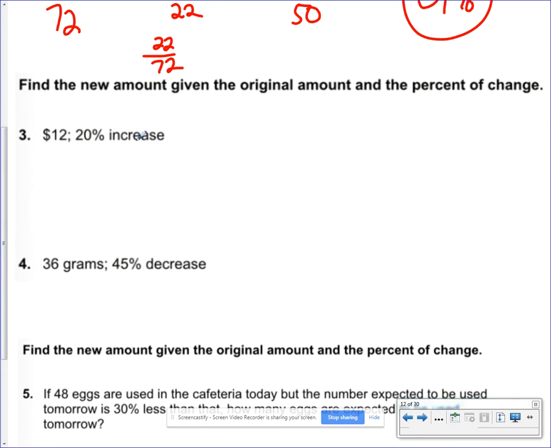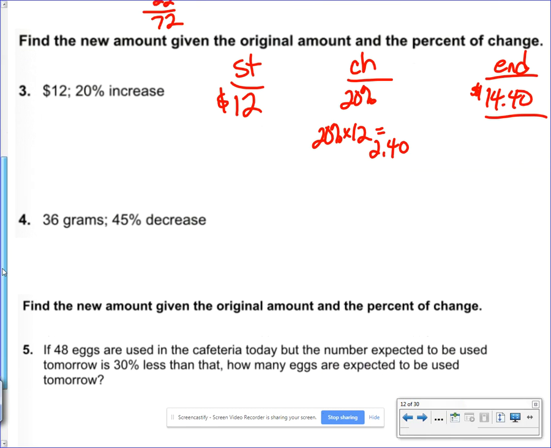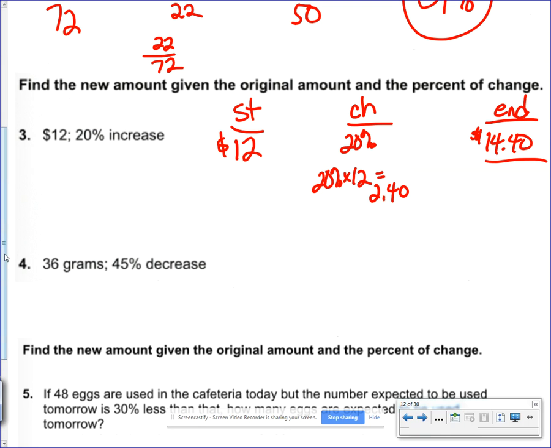I'm starting at 12. Oh, these are the different ones now. I'm starting at $12. What I'm changing is 20%. And it's an increase. What's your ending amount? Find the new amount. What are you ending at? Well, you better take 20% times 12. That gives you $2.40. Add that on, $14.40. There you go.